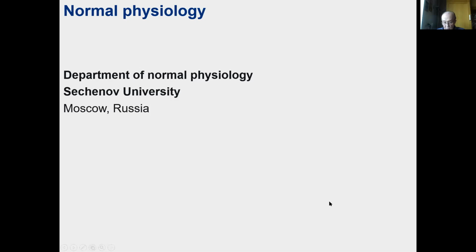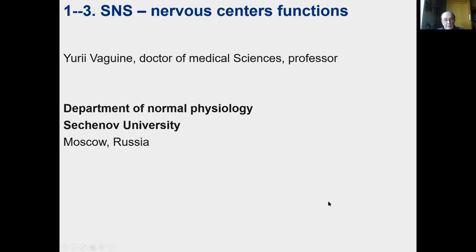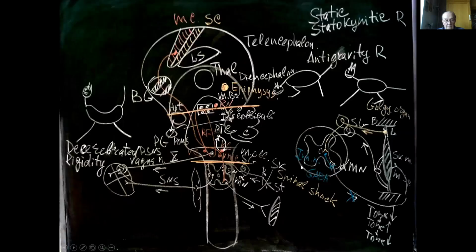presentation to you, and it is devoted to the nervous center's functions. And the first figure is devoted to the localization of the different centers in the central nervous system and their role in the regulation of the different functions of the body.